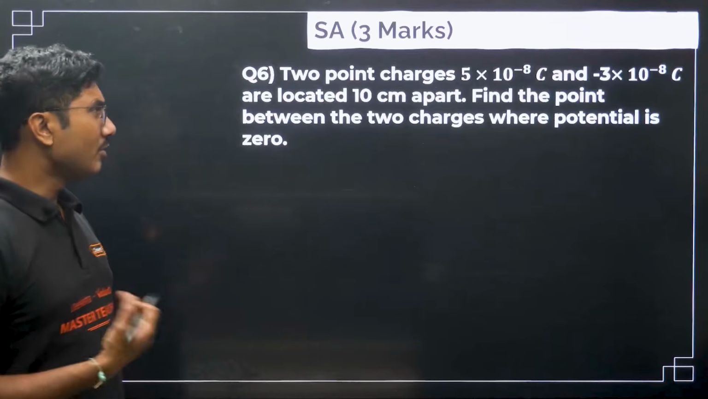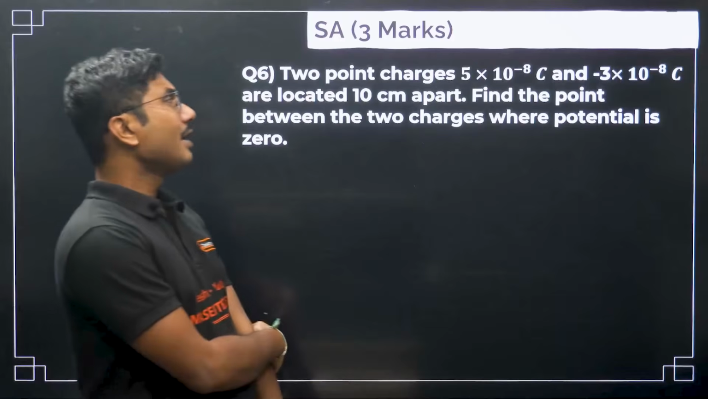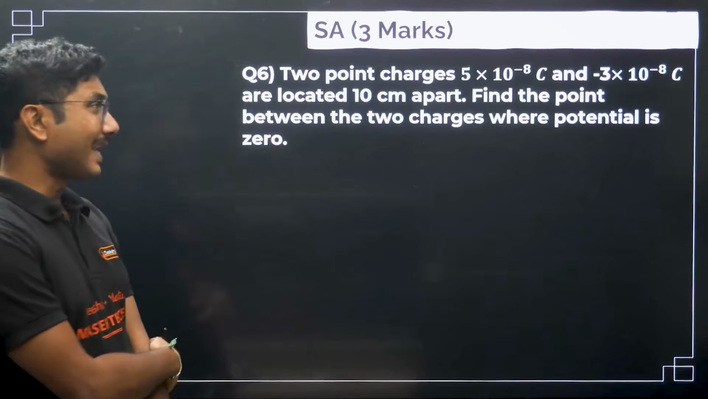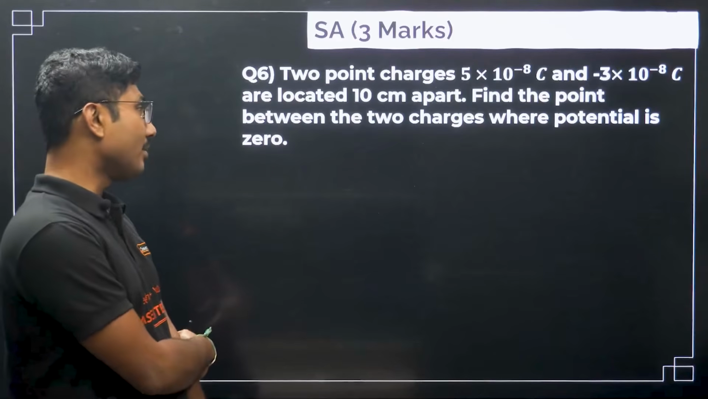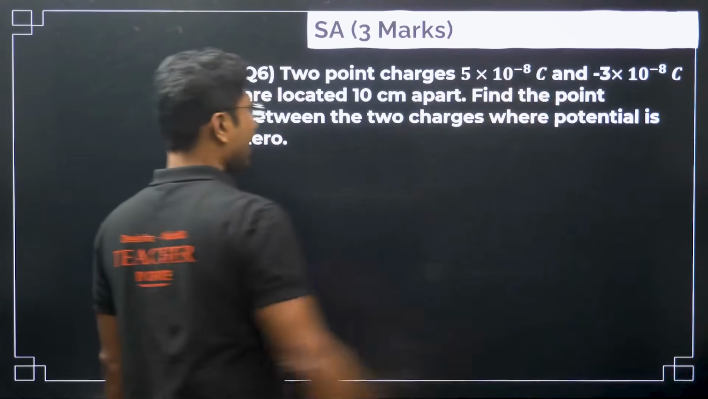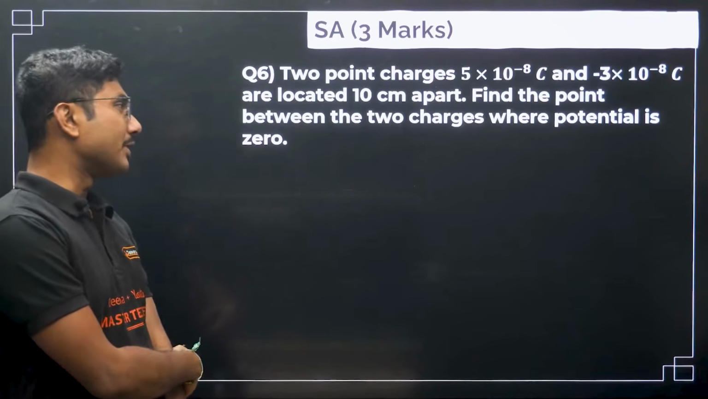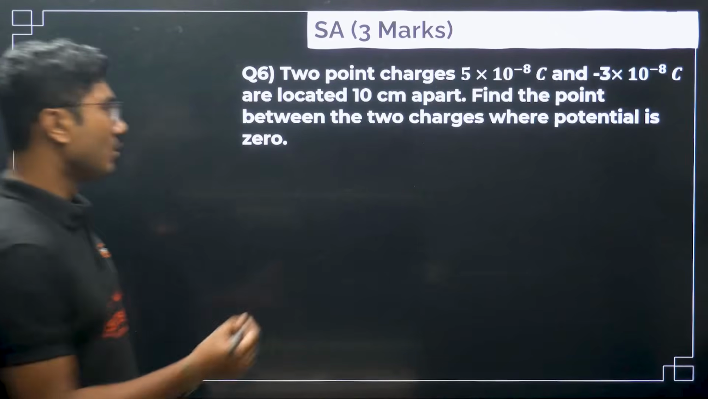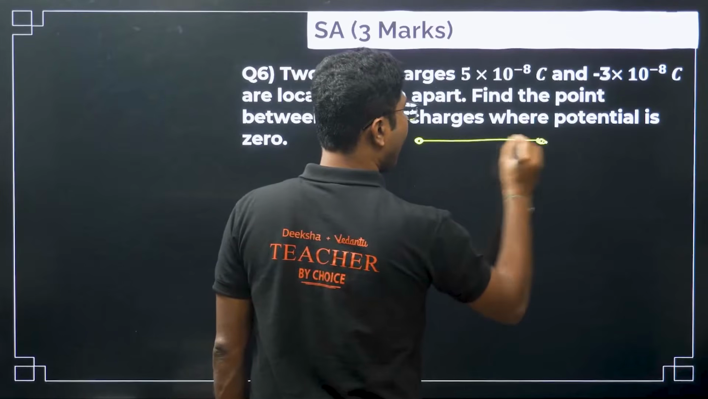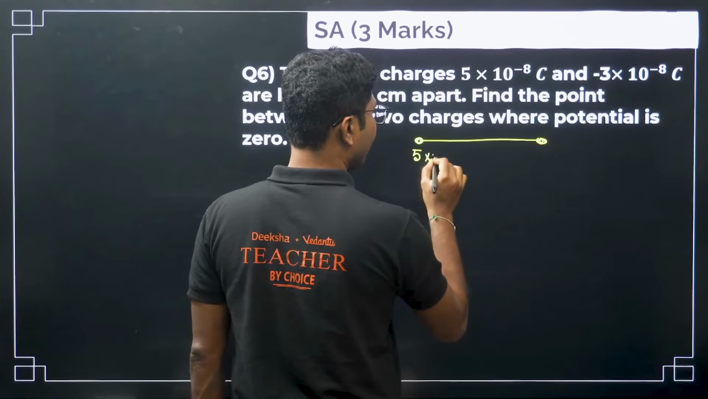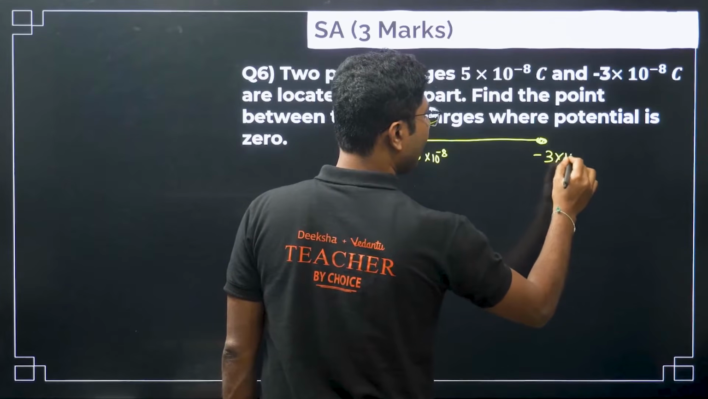Okay, now let's move on to the 3 marker questions. 2 point charges 5 into 10 to the power of minus 8 coulomb and 3 into 10 to the power minus 8 coulomb. So one is plus, one is minus, are located 10 centimeter apart. Find the point between the 2 charges where potential is 0. So here we have 2 charges. This is 5 into 10 to the power of minus 8, and here it is minus 3 into 10 to the power of minus 8.